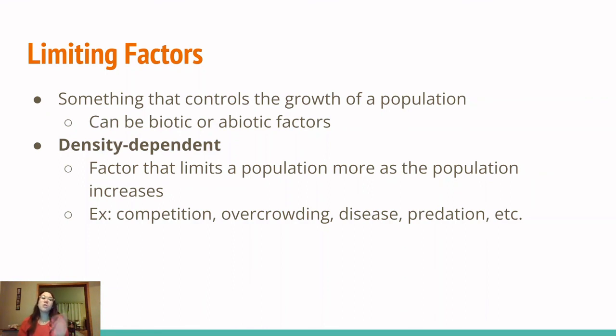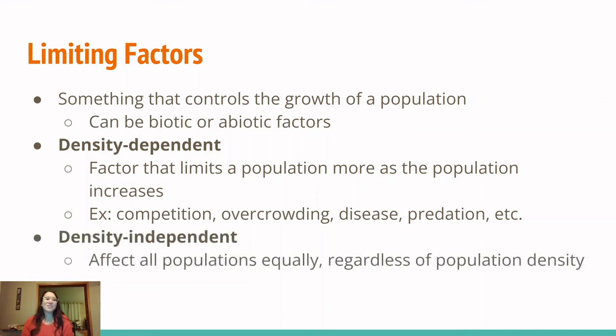Okay, our other category then is density-independent factors. So these are things that affect all populations equally. Population density means nothing here. So there could be 2 deer, there could be 200 deer. They're all going to be affected exactly the same by these factors.